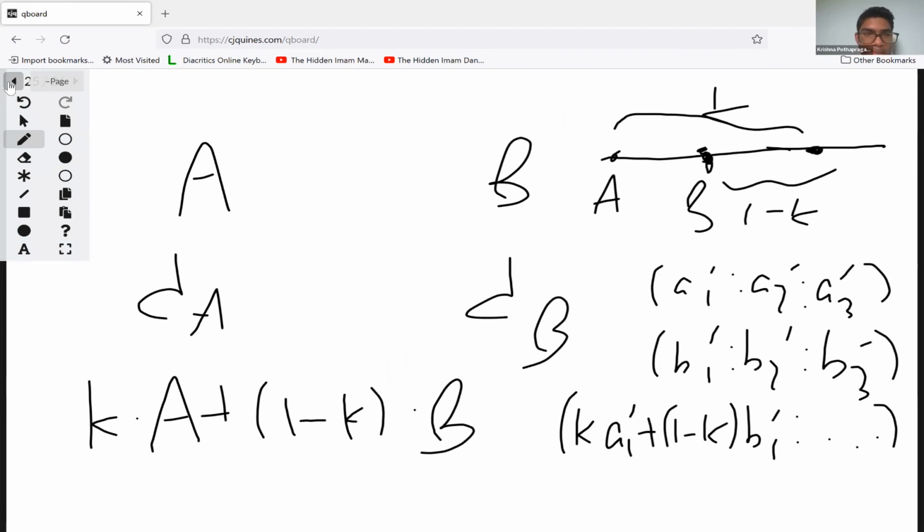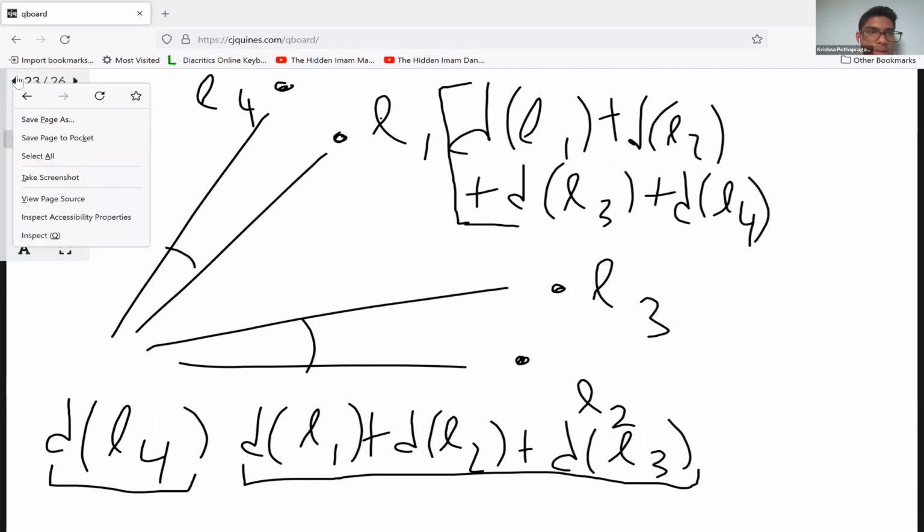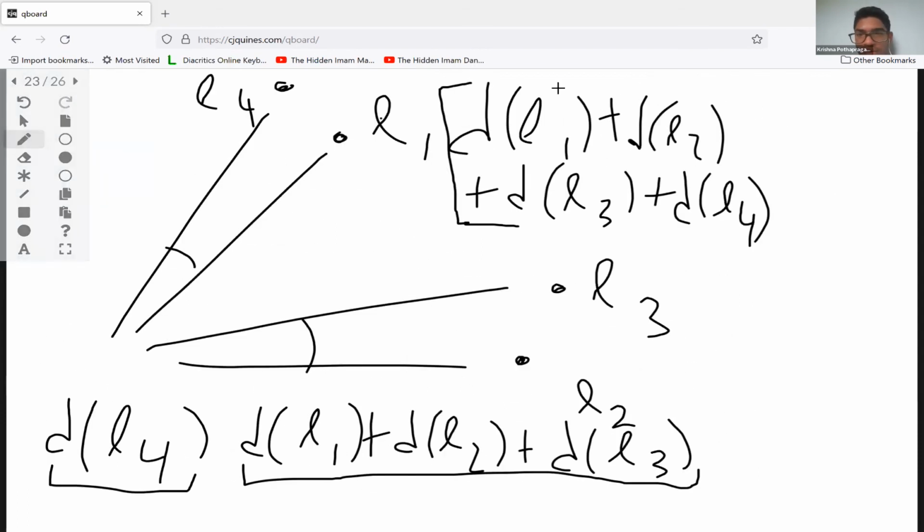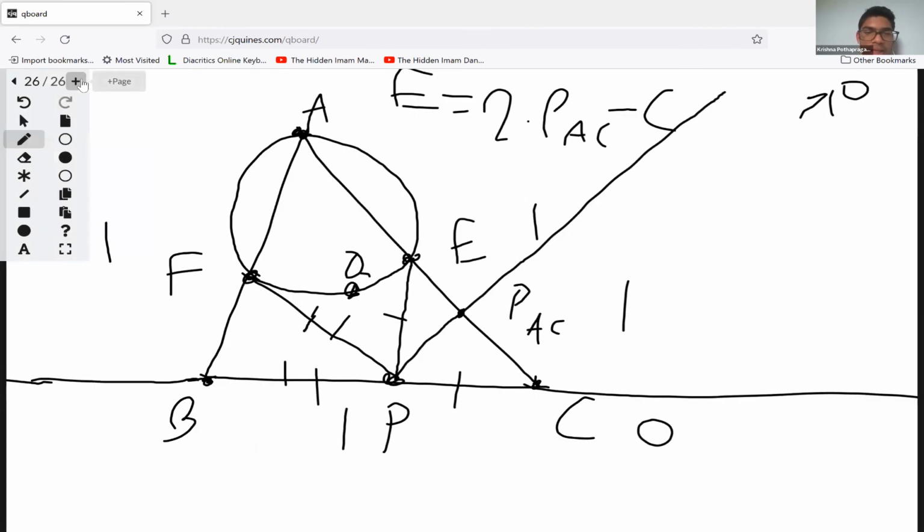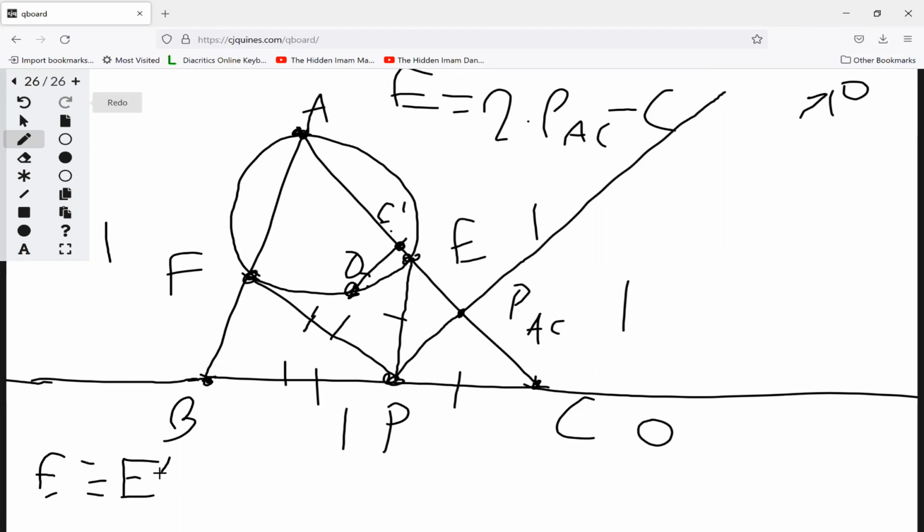Okay, so what we can do is look at our rotation theorem. We basically want to show that if we have a line FQ and we rotate it by 180 minus angle BAC degrees clockwise, it intersects AC at another point E prime. We want to show E is equivalent to E prime.